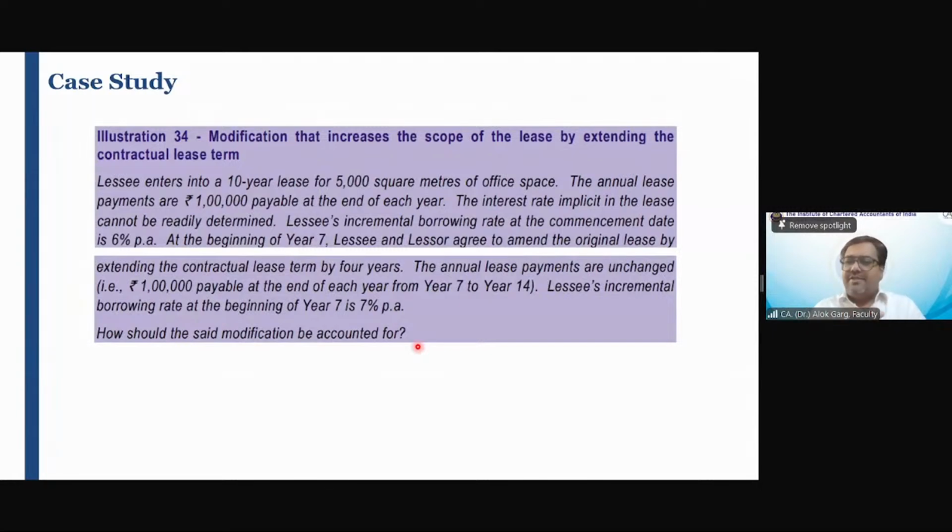Have you understood this question? Have you understood or not understood this question? Please tell me. Understood. Understood this question? Okay.